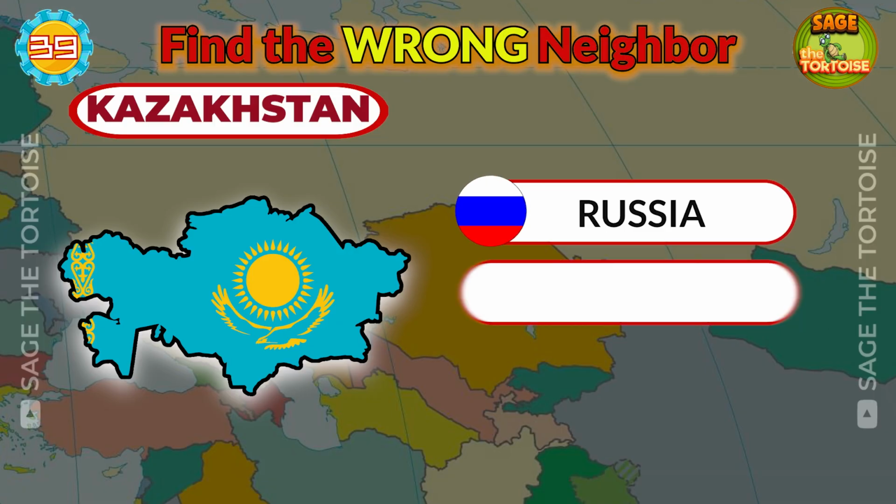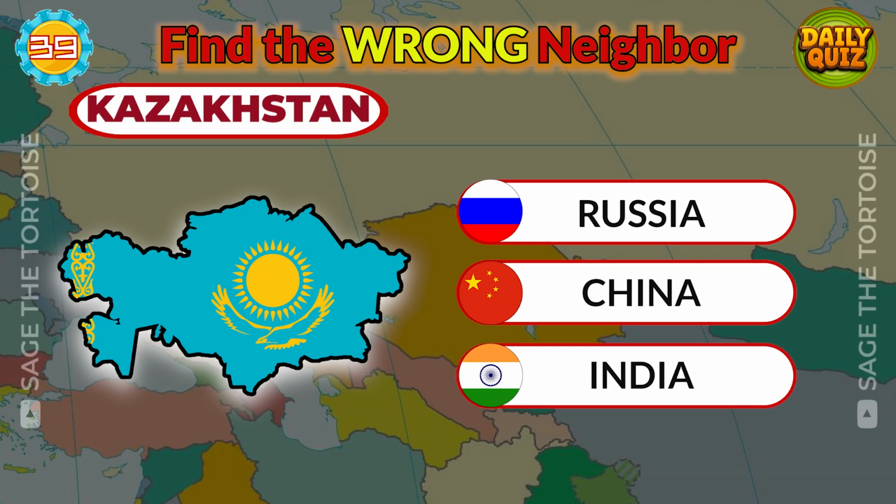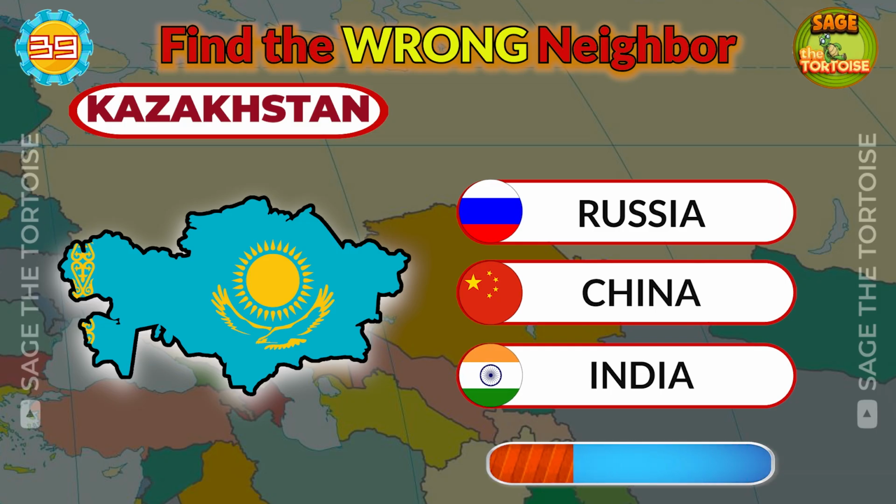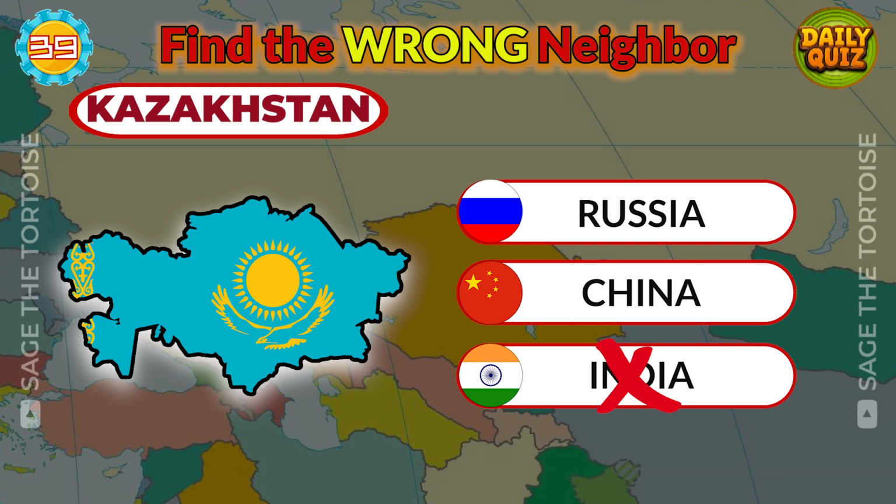Kazakhstan borders Russia, China, and India. Which one is wrong? The answer is India.